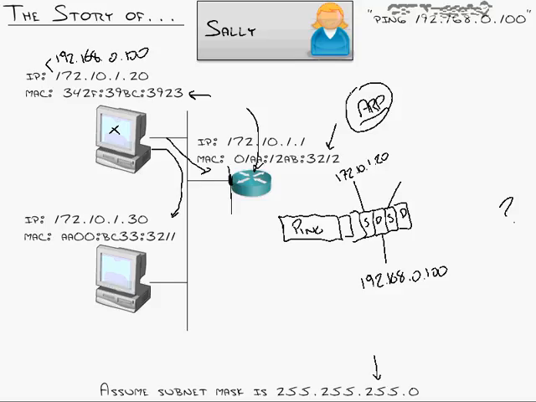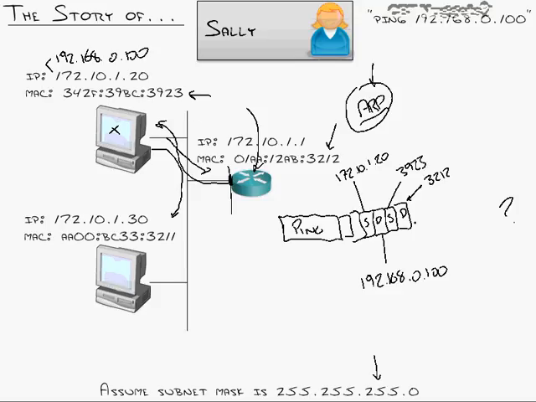So it will send out an ARP message, but it won't be for 192.168.0.100. It'll be for its default gateway, which we assume from this picture is 172.10.1.1. The router replies to that ARP and says, here's my MAC address, and that gets filled in as the destination MAC address. I'll just put the last 4 digits, 3212, as the MAC address that the data will be sent to. So Sally is sent out of the PC, received by the router.